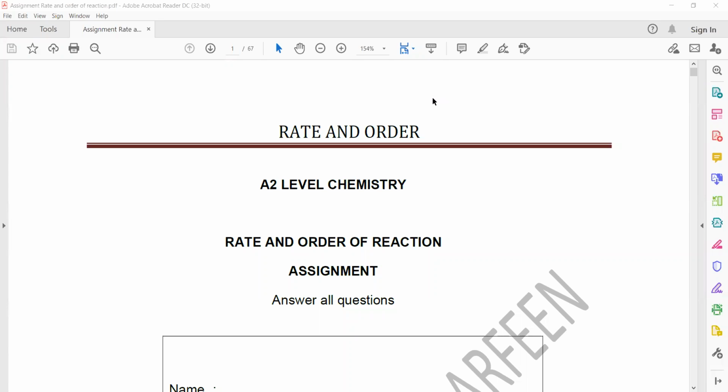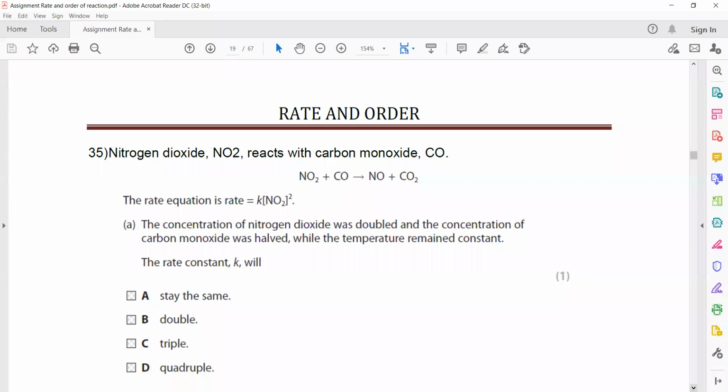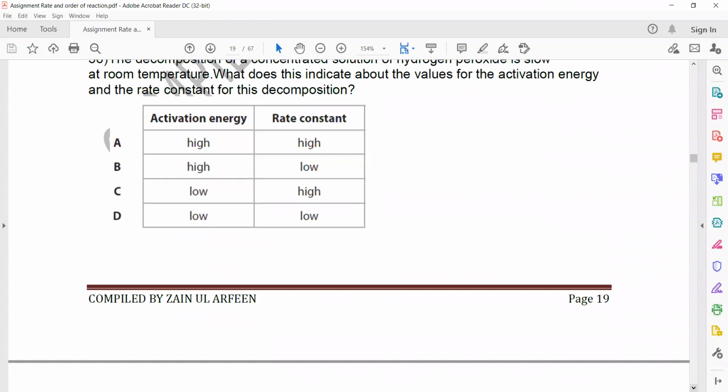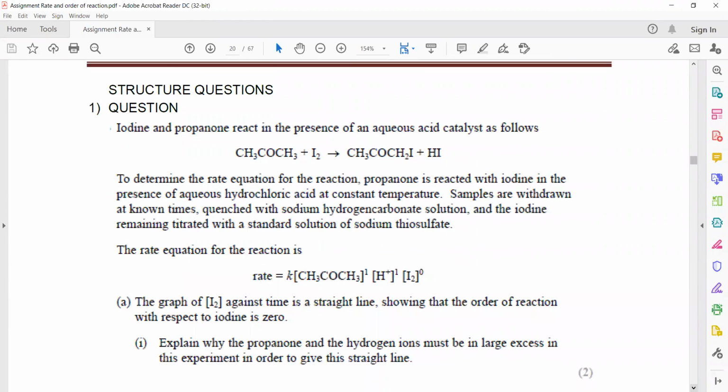So in this session, we will discuss a structure question related to the topic rate and order of the reaction. In this question, iodine and propanol react in the presence of aqueous acid as follows. The overall equation is given and the rate equation is also given.